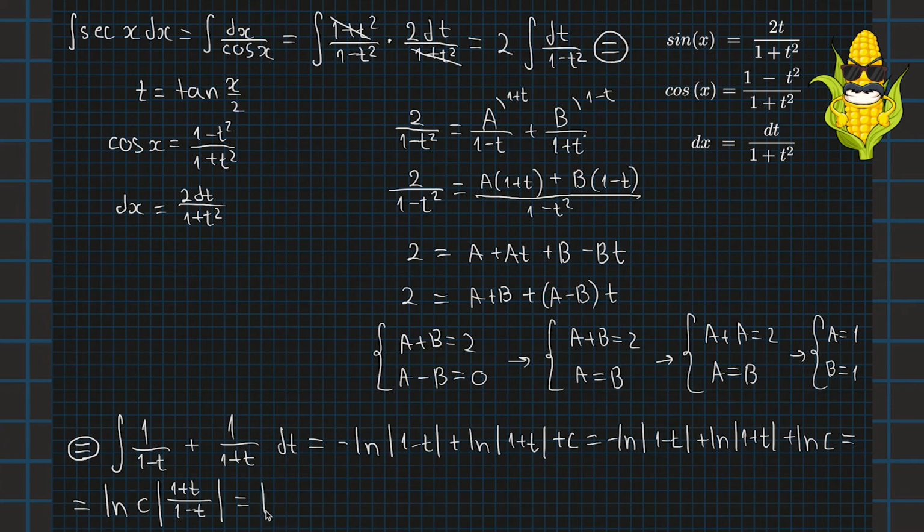Or the natural logarithm of c times, right, what was t? T was tangent of x over 2, so 1 plus tangent of x over 2 divided by 1 minus tangent of x over 2.